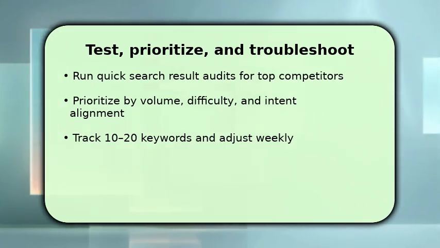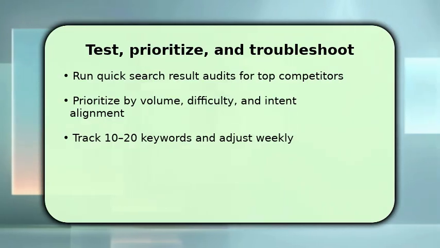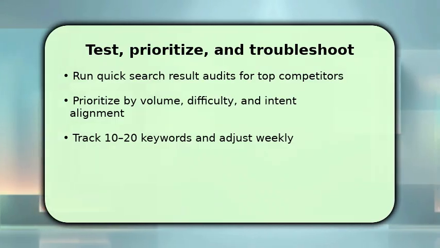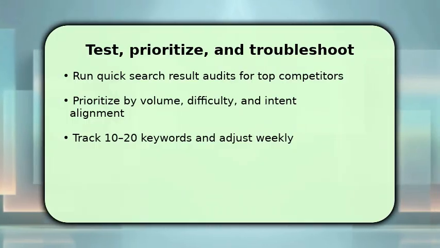Once prioritized, create short tests. Optimize one page or ad and monitor clicks and conversions for 2-4 weeks. If you see no traction, troubleshoot by checking intent mismatch, poor metadata, or weak content. Adjust focus and retest until performance improves.